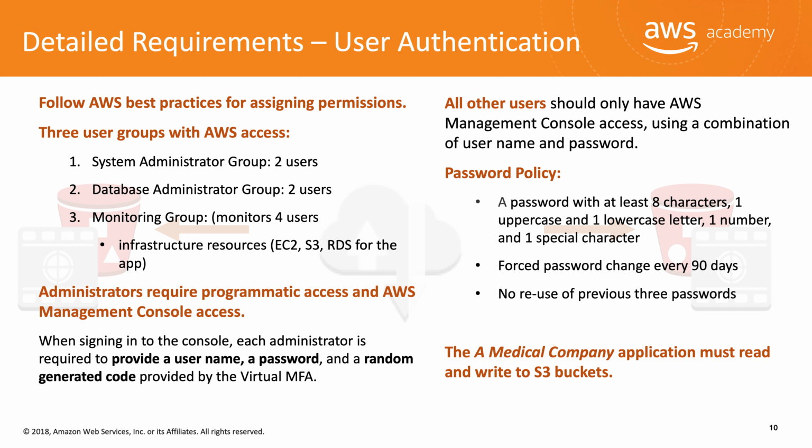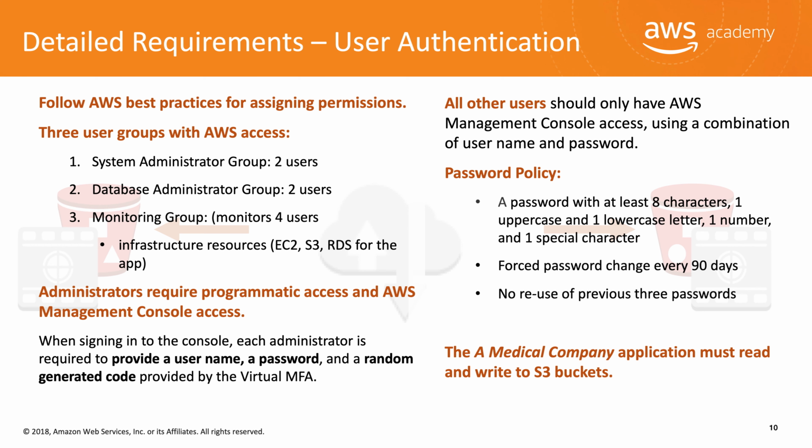For example, the administrator groups need to provide a username, password, and a randomly generated code to sign in to the console. But other users only need to provide the username and a password. And the password has a specific policy: a minimum length, at least one lowercase letter, one number, and one special character. The password also has an expiration date, which means users need to update their password every 90 days, with no reuse of the previous 3 passwords.